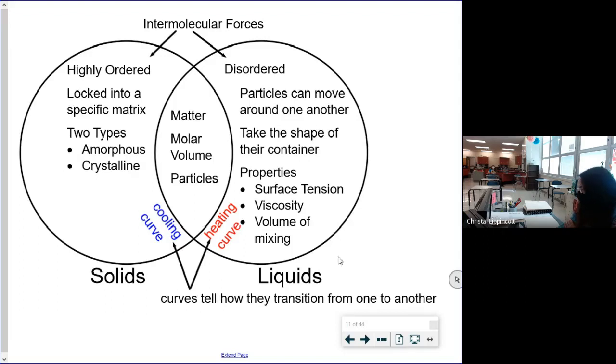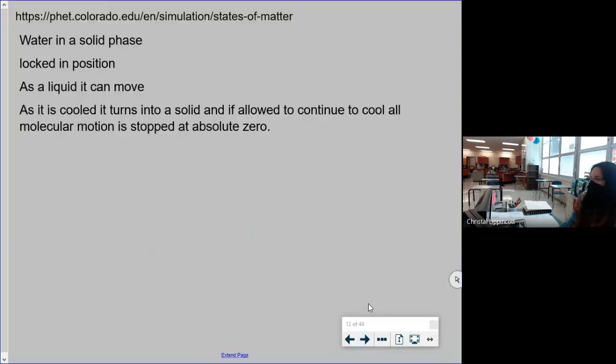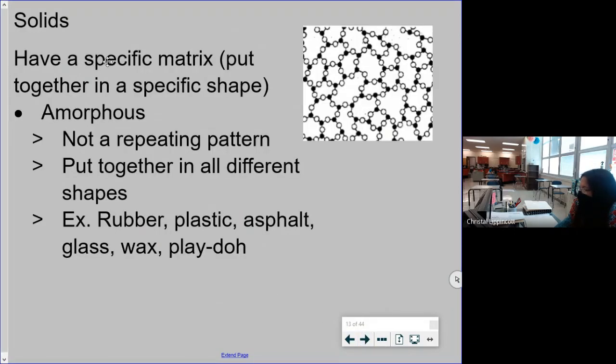All right. So water in a solid phase is going to be locked in position. As a liquid, it can move. And as it is cooled, it can turn into a solid. And if allowed to continue to cool, then all molecular motion stops when we get to absolute zero. So solids have a specific matrix that they're locked into. Okay?